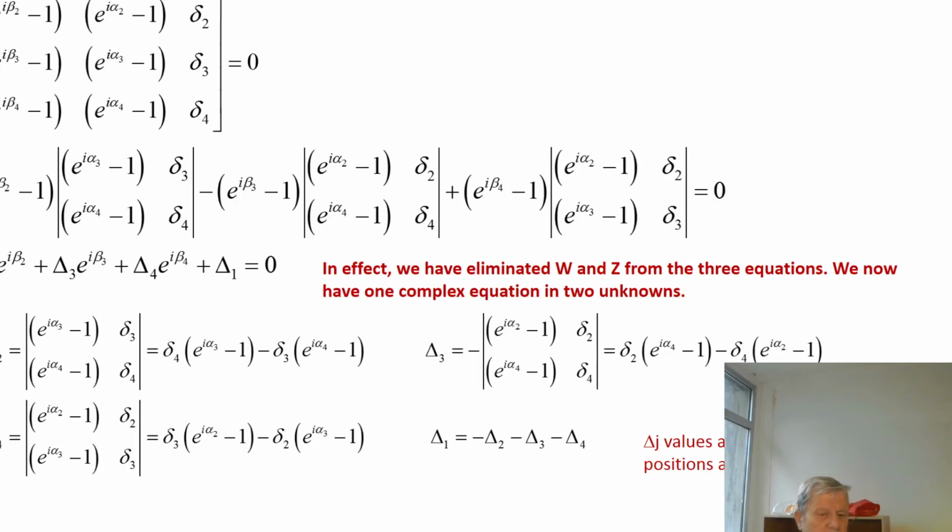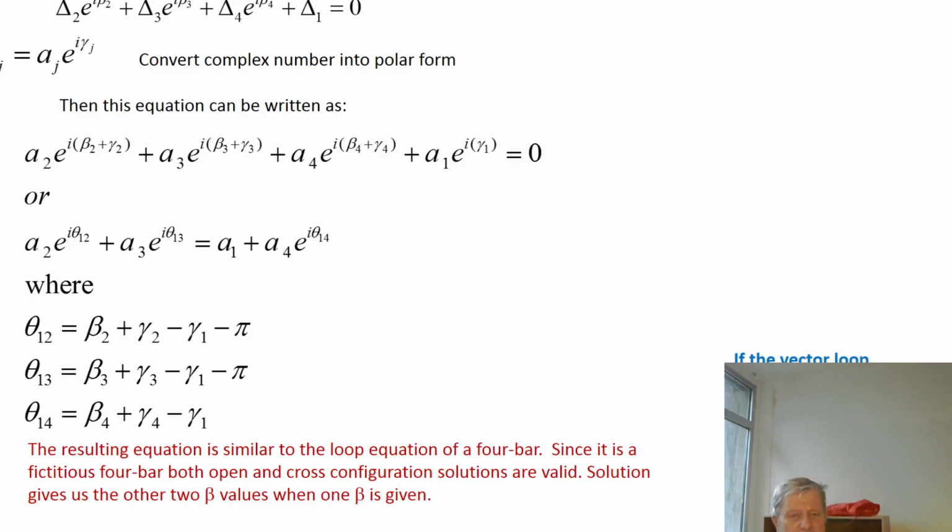We have to solve this equation. Now one way of solving this equation is, notice, all these capital deltas, I can express them in exponential form as A_j e to the i gamma_j. Each one of them, I will determine the magnitude and the argument, and this is the case. Now, in that case, I will be able to write these equations: A2 e to the i (beta 2 plus gamma 2), plus A3 e to the i (beta 3 plus gamma 3), A4 e to the i (beta 4 plus gamma 4) plus A1 e to the i gamma 1 is equal to 0.